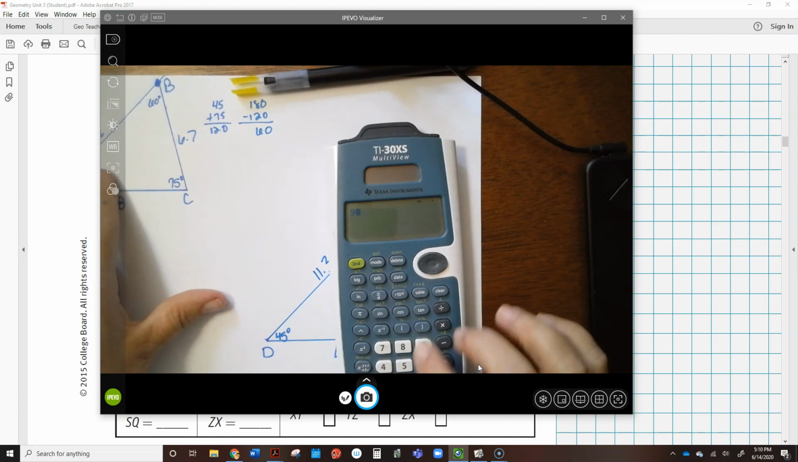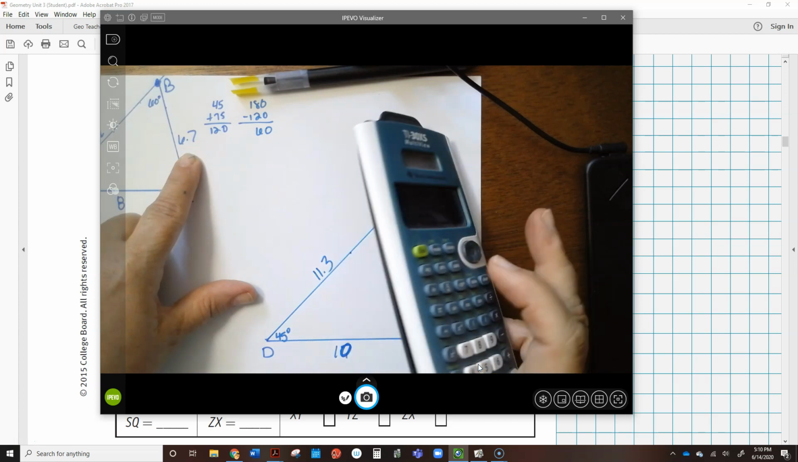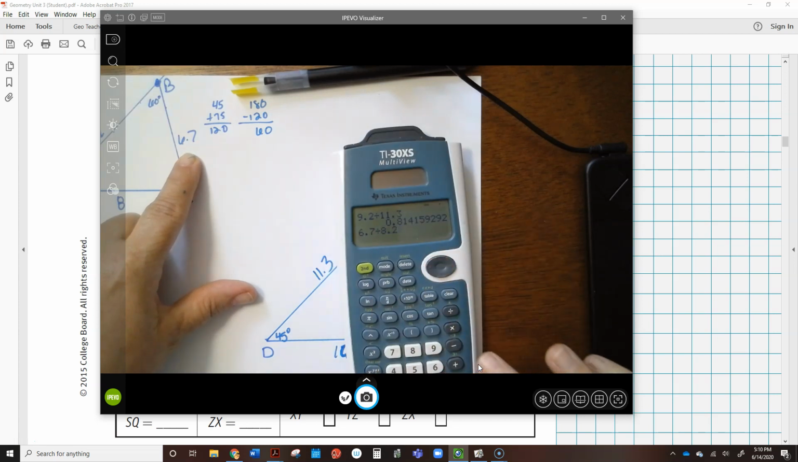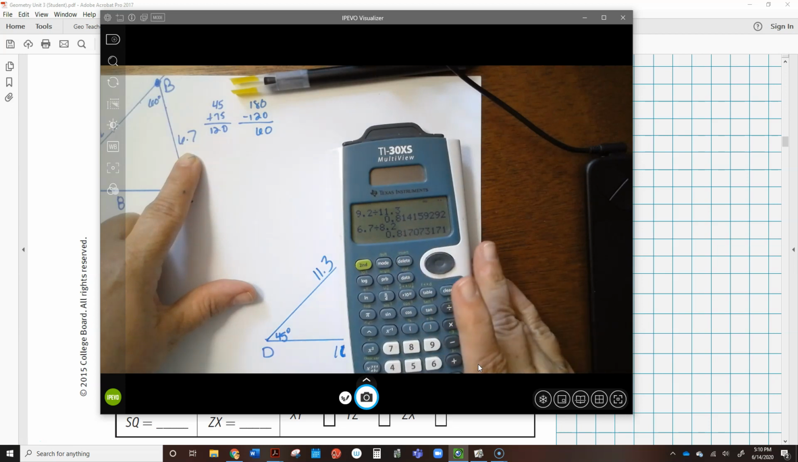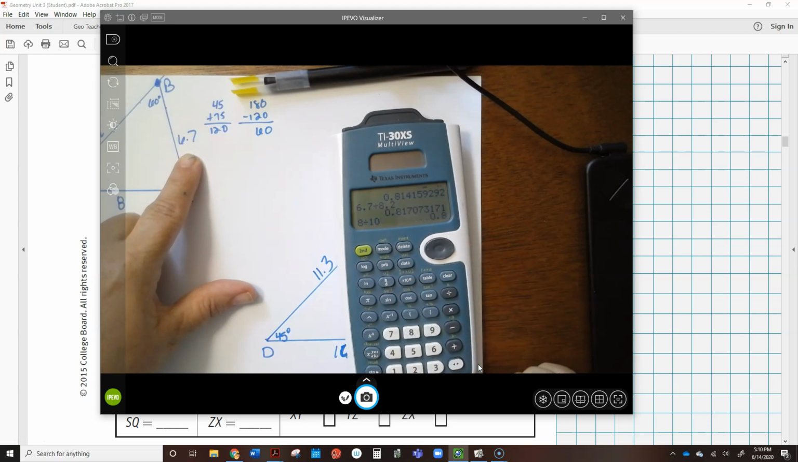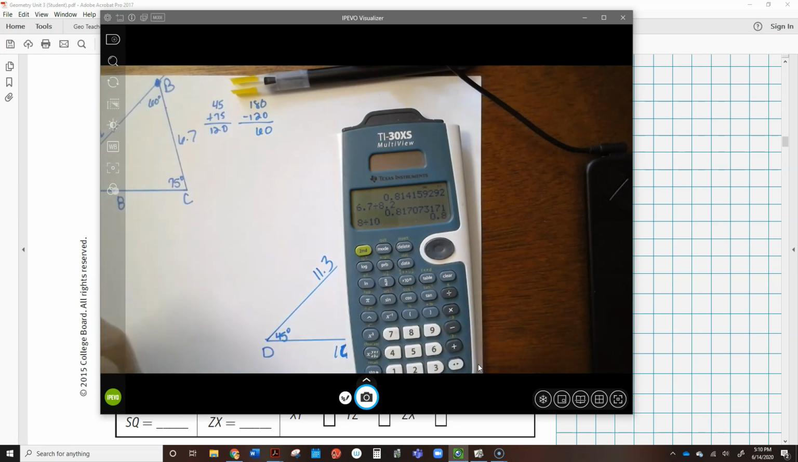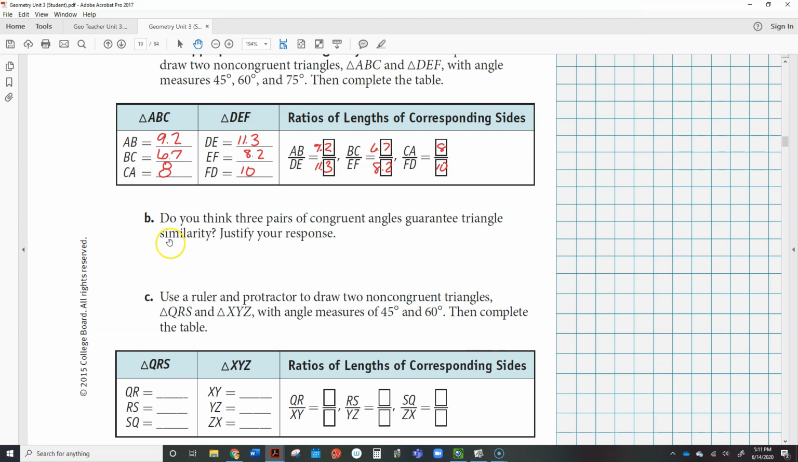So I had 9.2 divided by 11.3. And that came out to be 0.814. Okay, the next one that I had was 6.7 divided by 8.2. It's 0.817. It's not exact, but it's not too far off. And then the last one that I have is 8 divided by 10, and that one's exactly 0.8. So they're very, very close, each one of them. And again, the inaccuracy is simply due to the poor precision of my instruments.